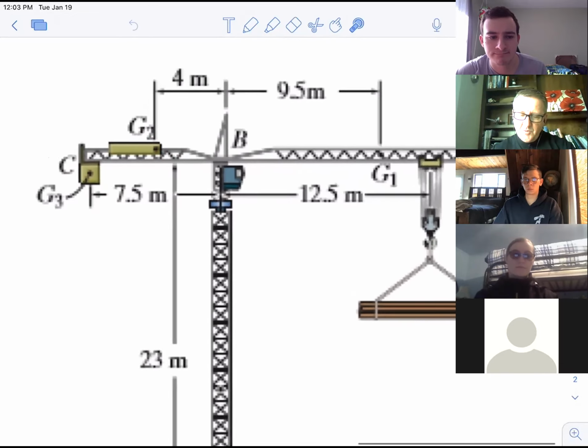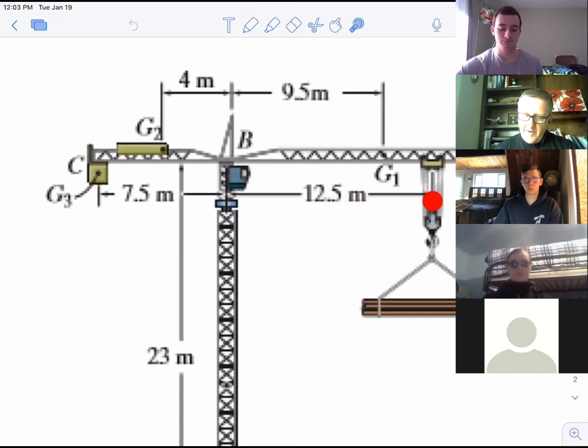And notice I'm given all kinds of measurements here. This one is 12.5 meters away. This is 9.5. What the heck is that? 9.5 to what? G1. What's G1? They're acting like that's a weight. Why is that a weight? I don't see anything there. What is it? Must be the center of mass of the right part of the crane. Exactly. That thing's not zero.